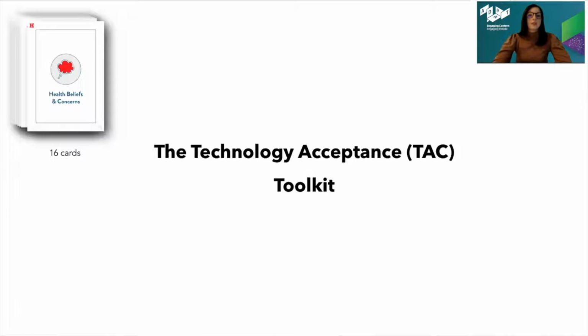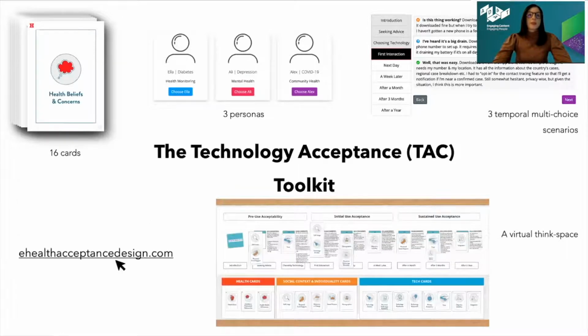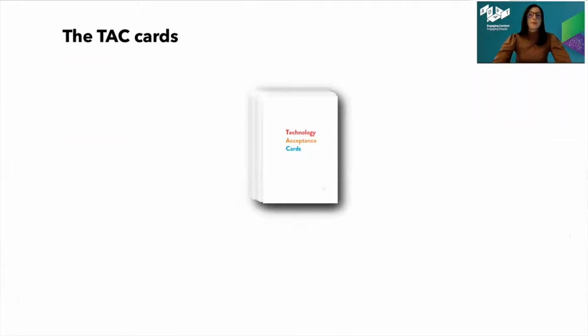In order to help designers design for long-term technology acceptance, we introduced the TAC Toolkit, a novel design tool to support reflection around user acceptance and its evolution across the user journey. The TAC Toolkit is composed of 16 design cards, 3 personas, 3 temporal multi-choice scenarios, a virtual think space, and a website.